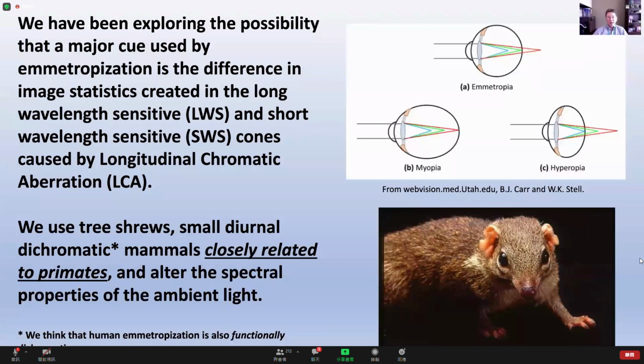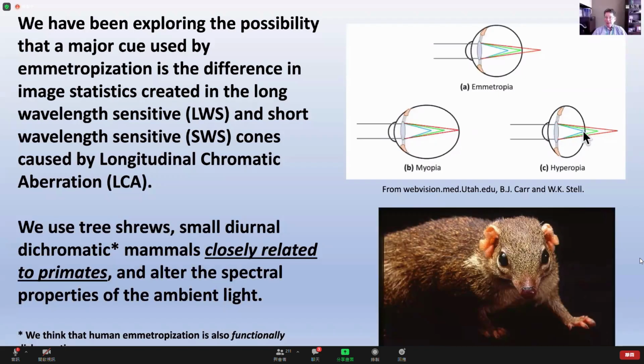So you can imagine here that if you have a myopic eye, the longer wavelengths will be in sharper focus than the shorter. That should be able to tell the eye, hey, you're too long, stop growing. On the other hand, in a hyperopic eye, the shorter wavelengths will be in better focus than the long. That should tell the eye, hey, you're too short, grow more.